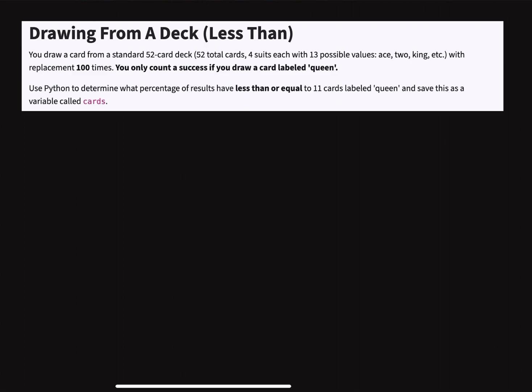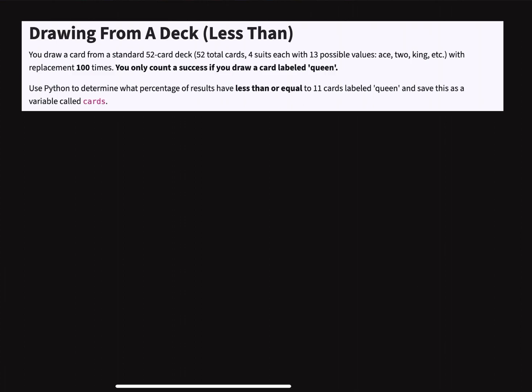So we want to use Python to determine what percentage of results have less than or equal to 11 cards labeled queen and save this as a variable called cards. We're going to be using a binomial distribution to solve this problem. And so really quickly, let's just go through what a binomial distribution is and why we're using it.